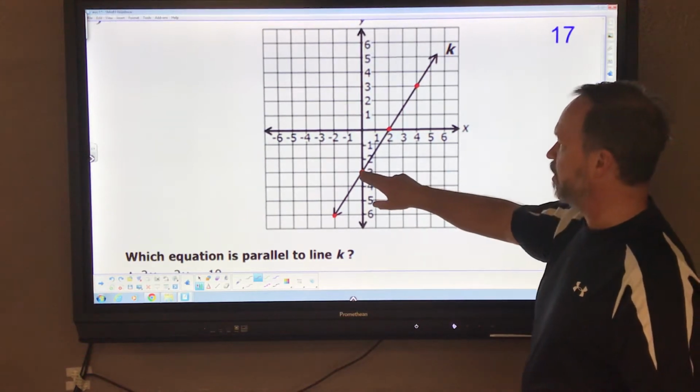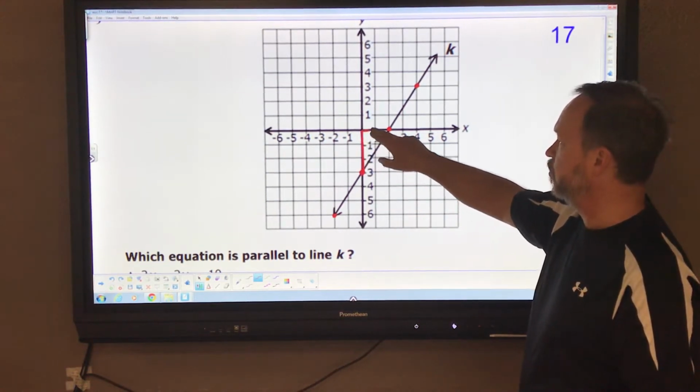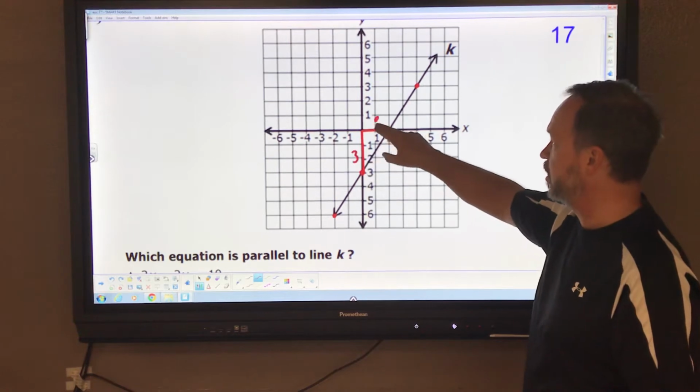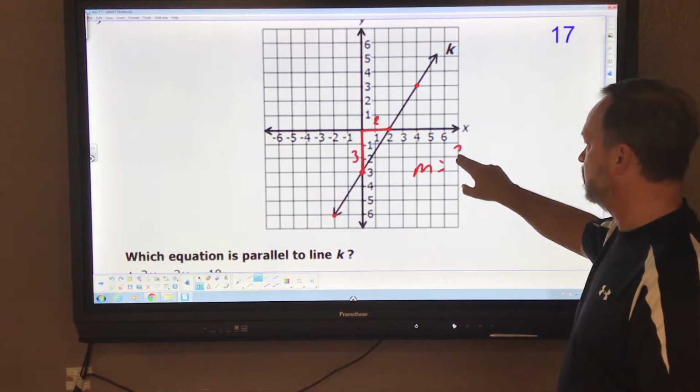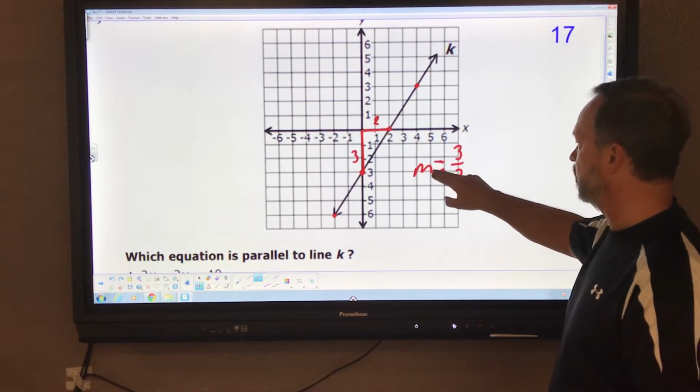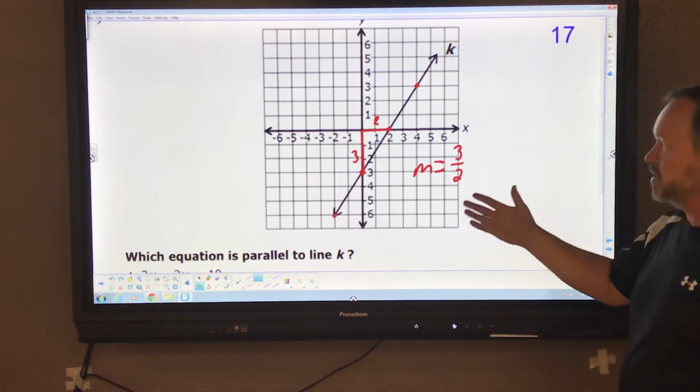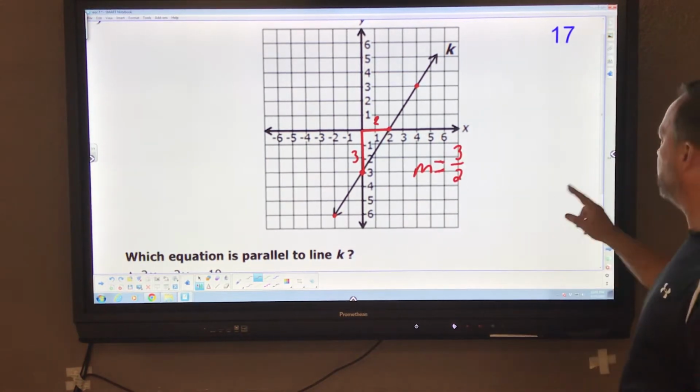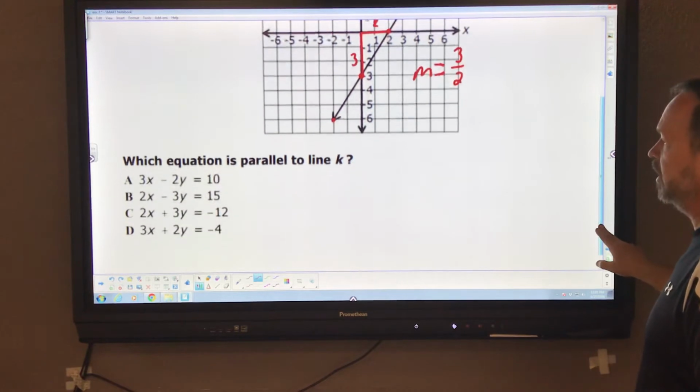So I can see I want to rise 1, 2, 3, run 1, 2. Rise 3, run 2. Slope is rise 3, run 2. Slope is 3/2, and it's positive. We can see that it's positive. So the slope is 3/2. That's what I'm looking for.